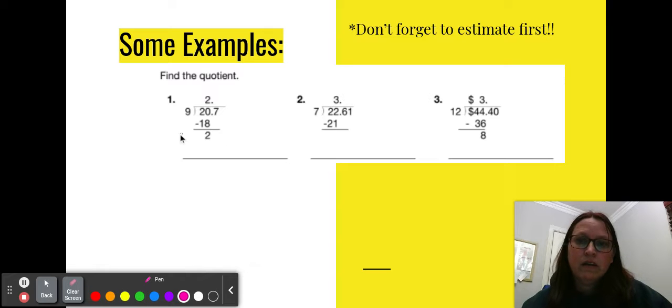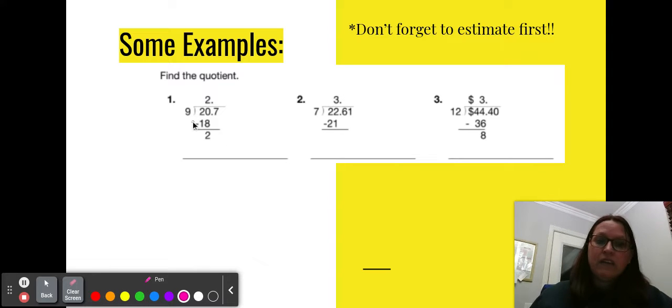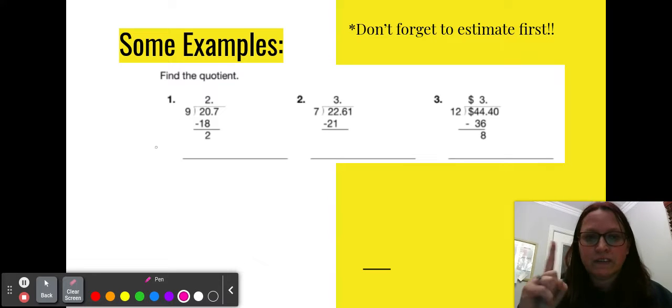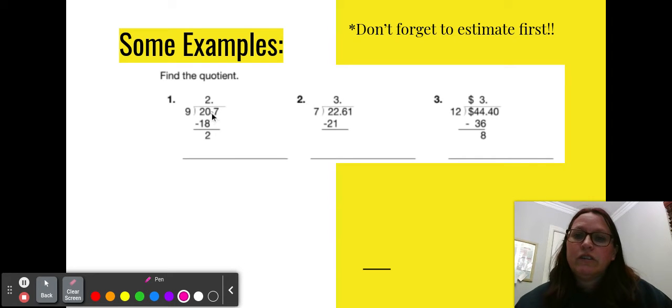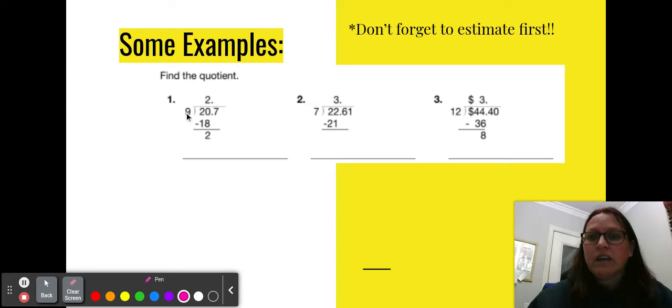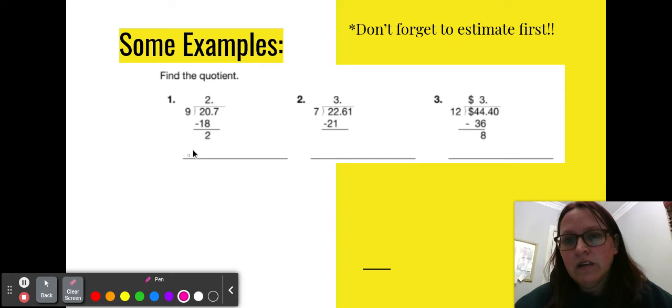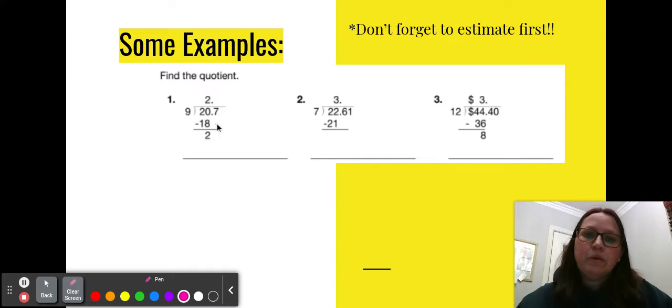For number 1, I don't have any decimals in my divisor on today's lesson, so we're going to skip that first step. Step 2 is move it over in the dividend, which I don't have to worry about. But step 3, you do need to do. You need to move the decimal up into the answer. So if I'm doing 20.7 divided by 9, I know that 9 times 2 is 18. 20 minus 18 gives me 2. At this point, I bring down the 7.